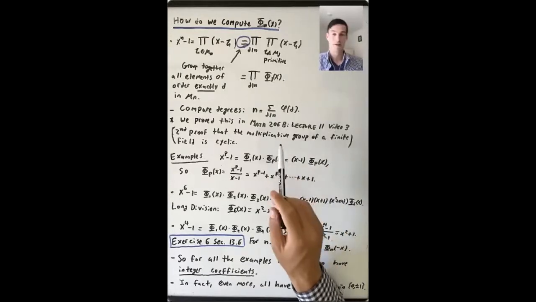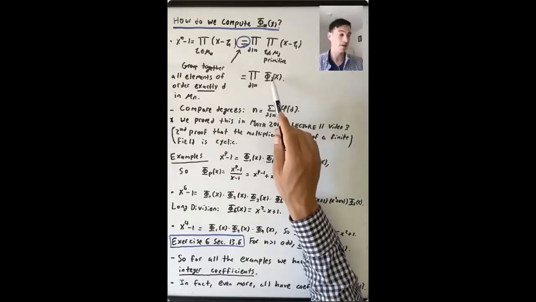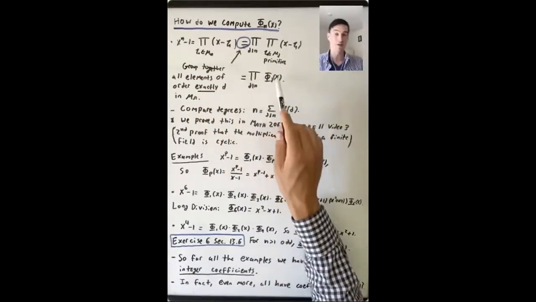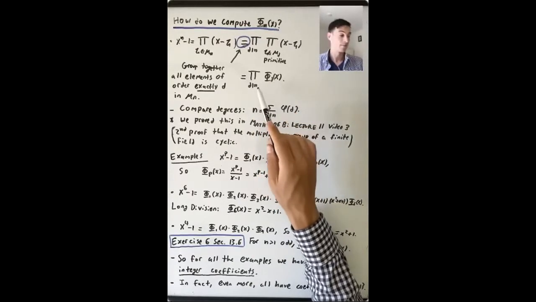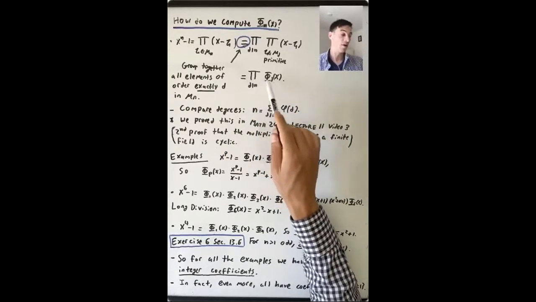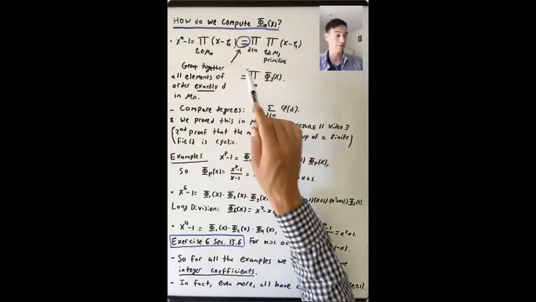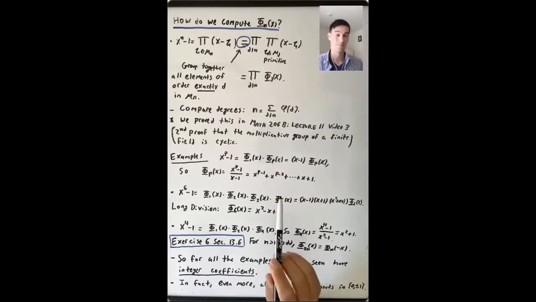Okay, so what's the idea? We're going to compute the nth cyclotomic polynomial by using this factorization of x to the n minus 1 as a product of all d dividing n of phi d of x. So if we know phi d of x for all d less than n, then we can just divide, and we can get our phi n of x term on the right-hand side.